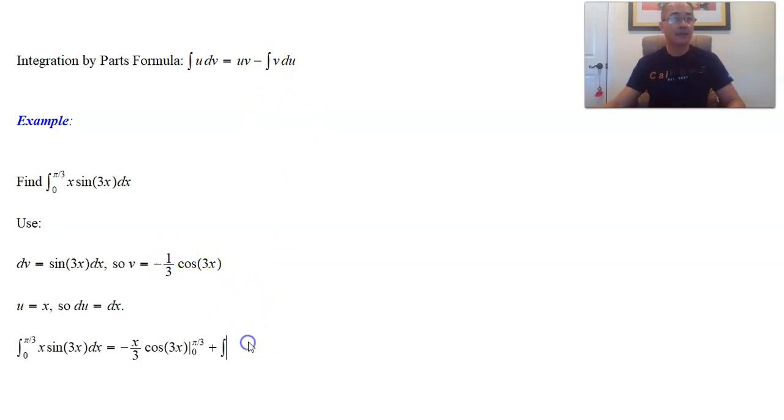So let me copy that. Integral from 0 to pi over 3 of plus 1/3 cosine 3x, and you have a dx there. So we will need another u substitution here, but it's really the same. u will be 3x, so du is 3dx, and dx is 1/3 du.